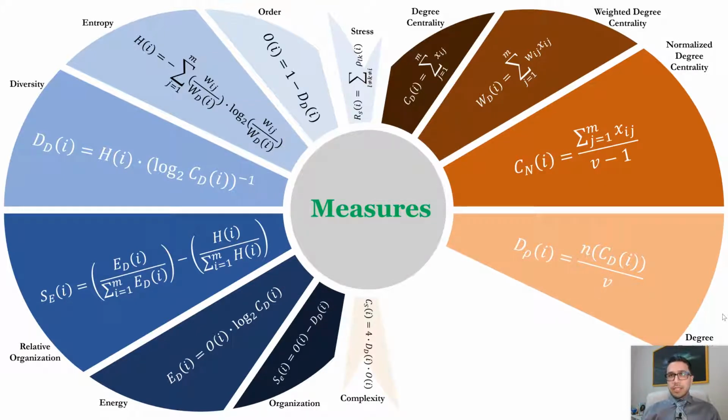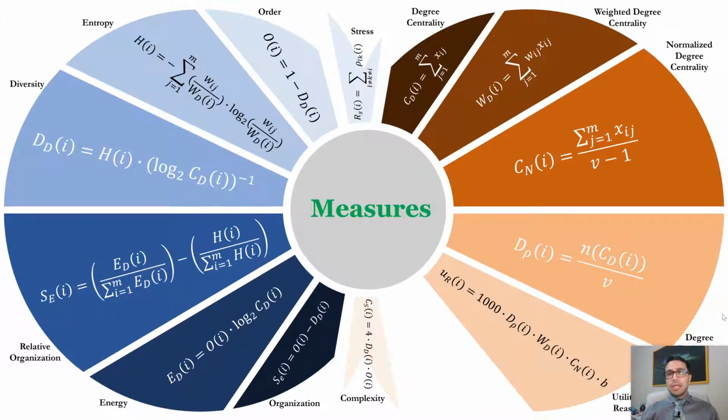We can calculate the complexity as well by multiplying the diversity of the node by its order and scaling it with the number 4. Two final measures I have developed for the purpose of this study are the utility of the reason and the utility of the destination.